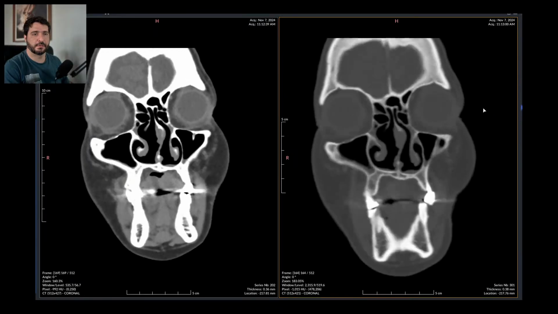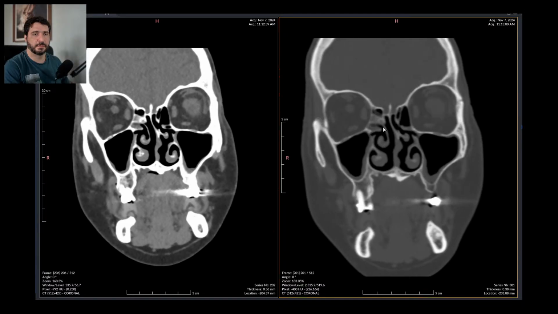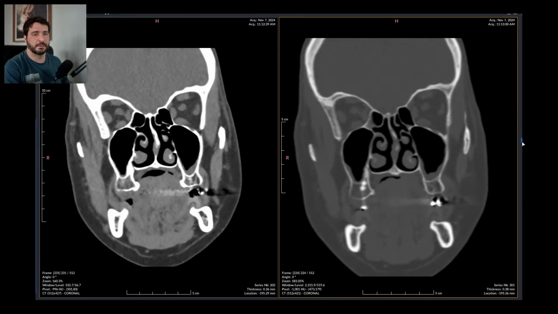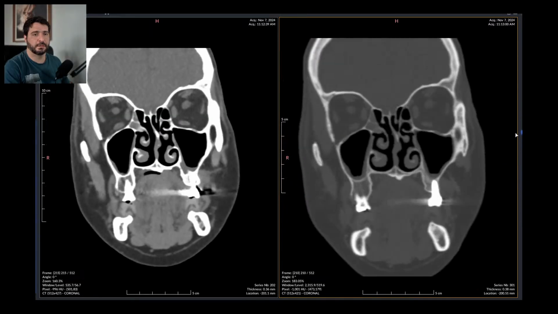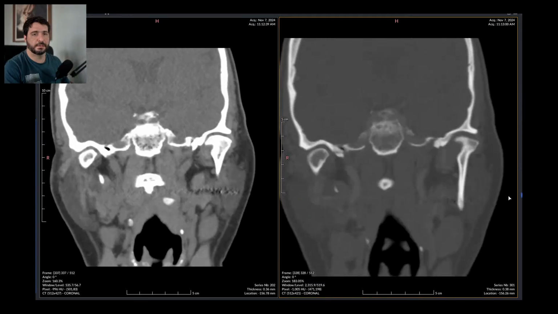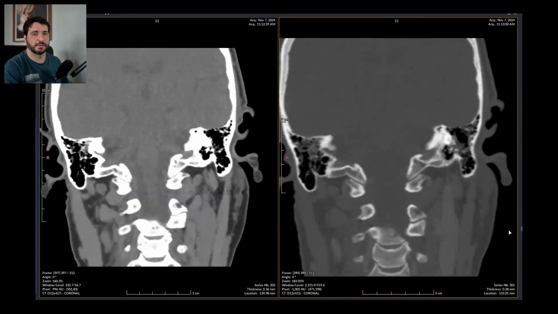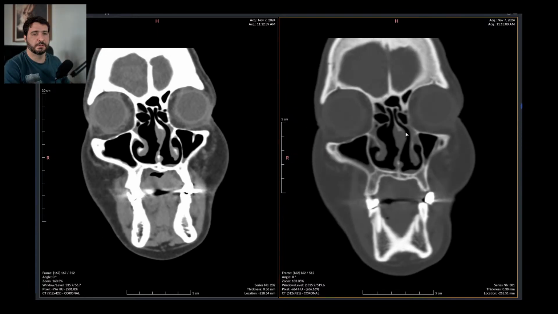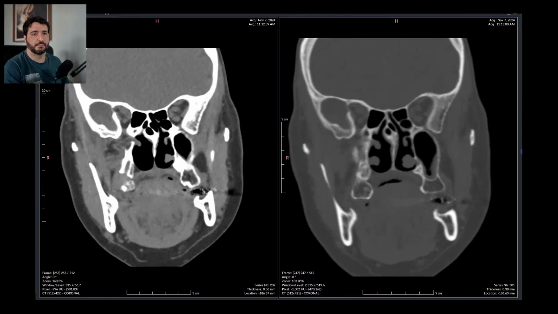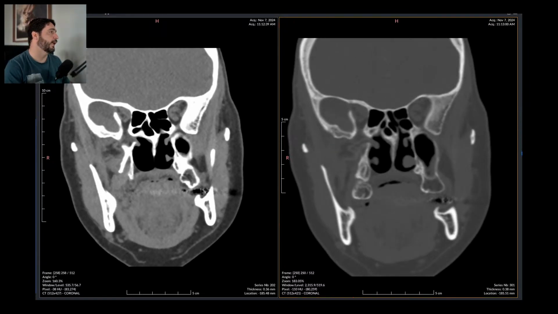This is a Keros type 1, most probably. Just let me measure it. Keros type 1, yes, less than 4. Type 1, mild sinusitis, a bunch of tooth implants, temporomandibular joints and mastoids are fine. So deviation of the septum to the left and mild sinusitis. Let's just go and finish this up.